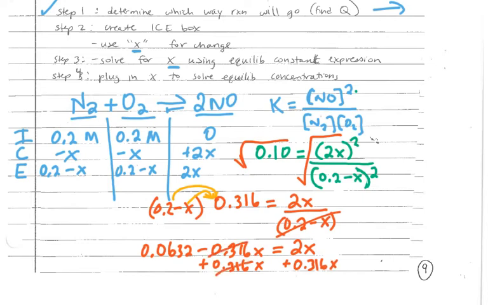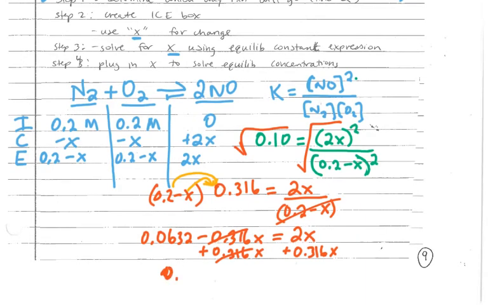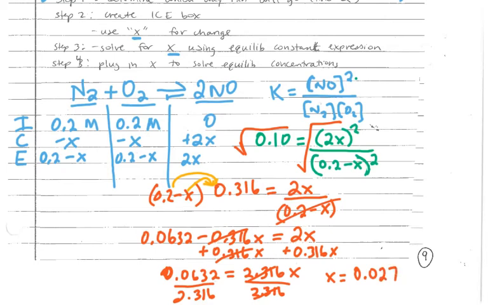And this cancels out, and I'm going to get 0.0632 equals 2.316x, and now I just need to divide both sides by 2.316. And I get x equals 0.027. All right, I'm not done with this problem.